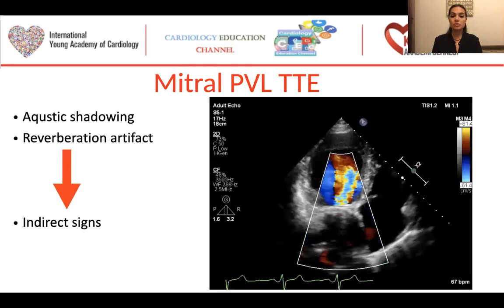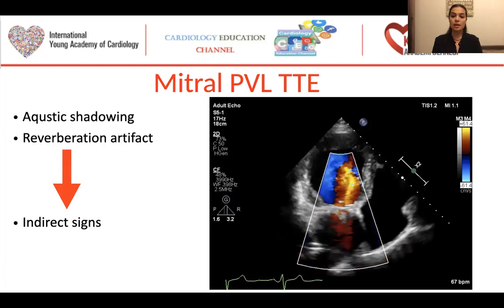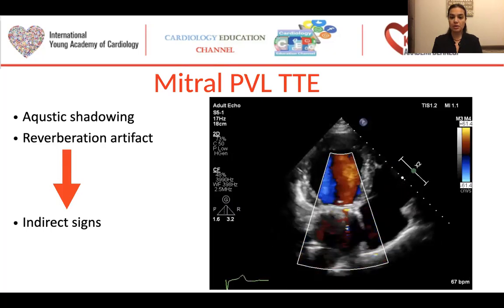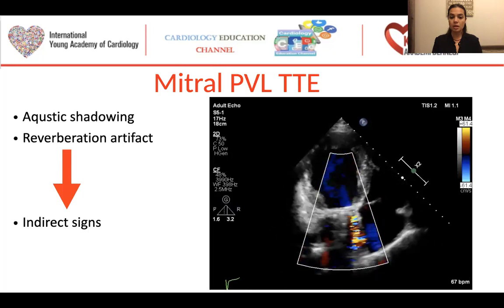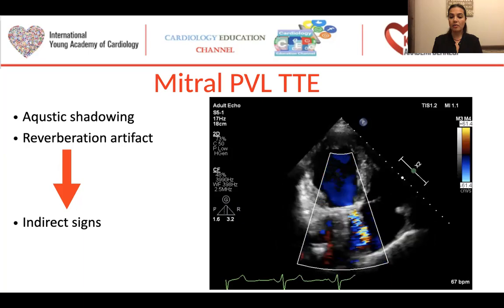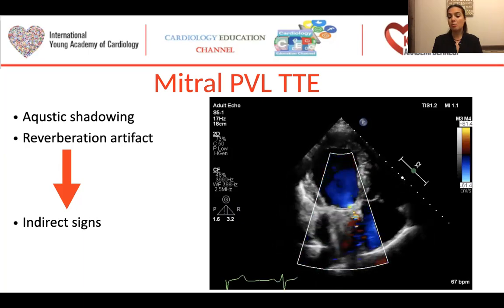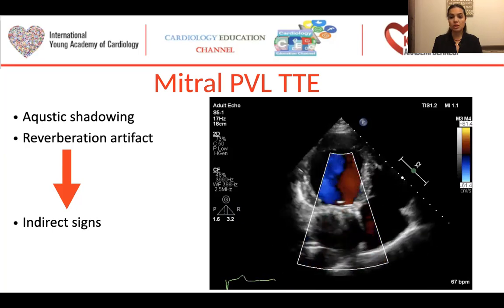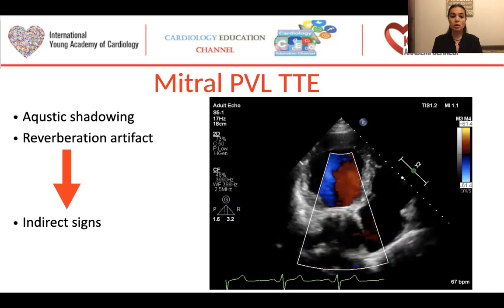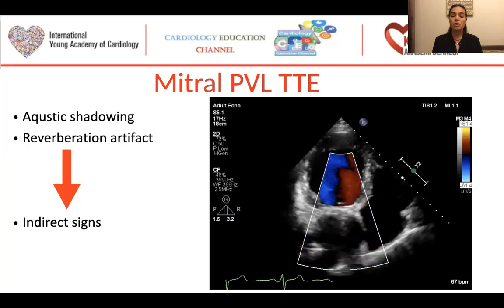We'll start with transthoracic echocardiography. As you can see, it's an apical four-chamber view, and we have a prosthetic mitral valve, and in the medial aspect near the interatrial septum, we have a paravalvular regurgitation. But it's not always that clear or easy to see the defect and the regurgitation flow due to acoustic shadowings or vibration artifacts.